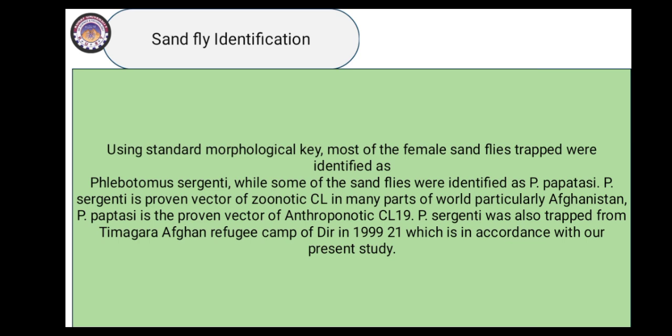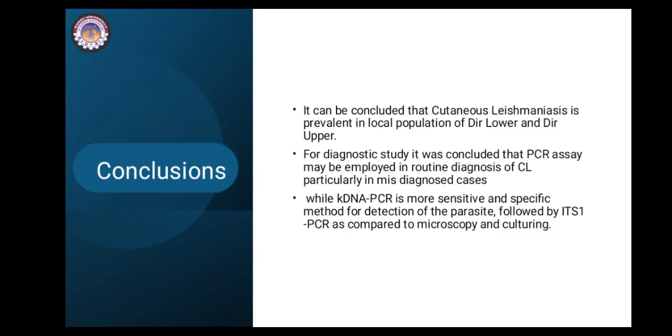Sandfly identification using standard morphological key. Most of the female sandflies trapped were identified as Phlebotomus papatasi or sergenti, while some of the sandflies were identified as P. papatasi and P. sergenti. P. sergenti is a proven vector of the zoonotic form in many parts of the world. P. papatasi is the proven vector of the anthroponotic CL, and P. sergenti was also traced from the Afghan refugee camps of the dates in 1999-2001, which is in accordance with our present study.